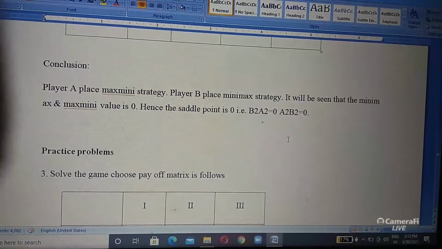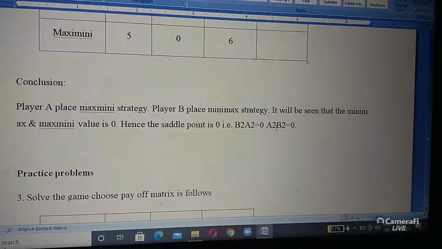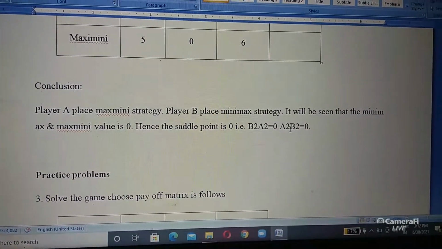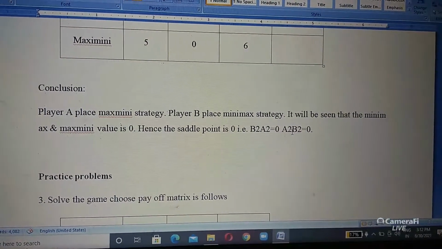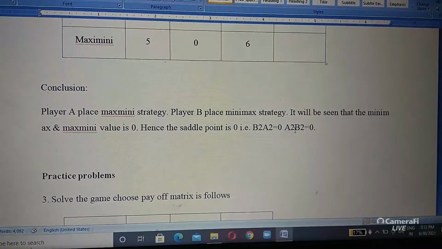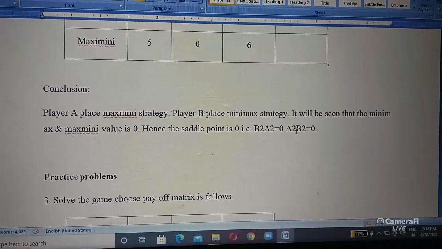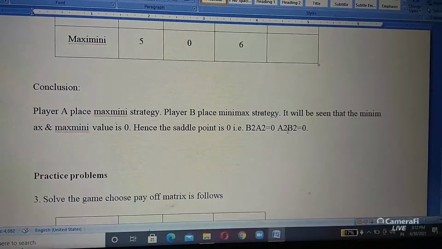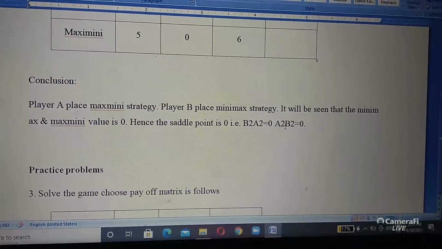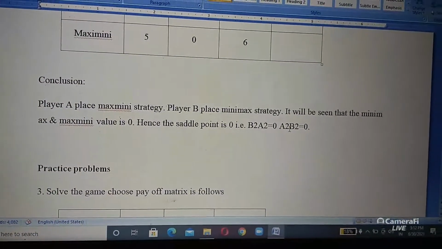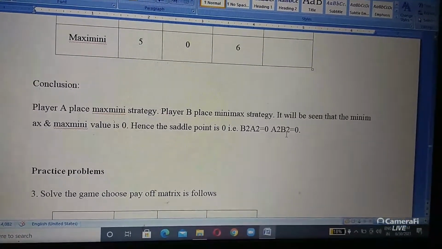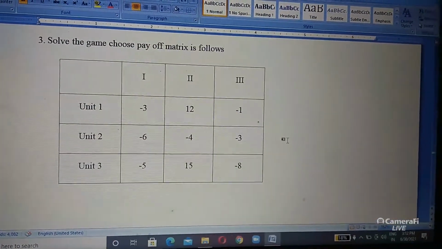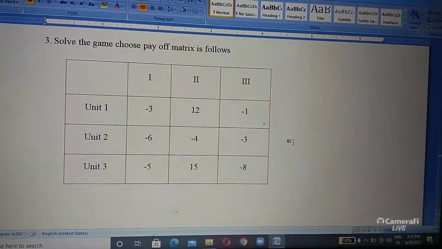Okay, then simply what we have to do is write a small conclusion that player A plays the maximin strategy, player B plays the minimax strategy. It will be seen that the minimax and maximin value is 0, hence the saddle point is 0, that is B2 A2 is equal to 0 and A2 B2 is equal to 0. Okay, this is once again for your revision purpose. We have done the second problem, and these are some more problems for practice purpose.